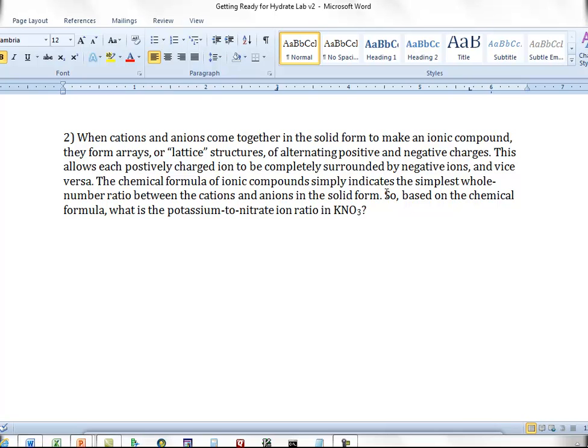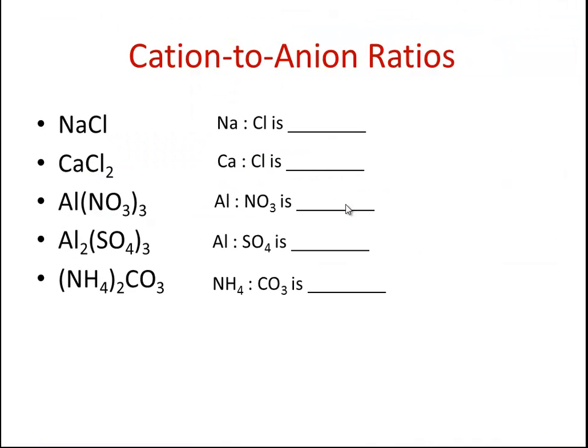And then the last question here is, based on the chemical formula for potassium nitrate, what do you think is the ratio between the potassium and the nitrate? You can see from the formula that for every one ion of potassium, you have one nitrate. So there's a 1-to-1 ratio here, and you can get that from the formula. For example, let's look at sodium chloride. In the formula, it shows one atom of sodium, one atom of chlorine. So the ratio here would simply be 1-to-1. If you were writing this, it would be 1:1.